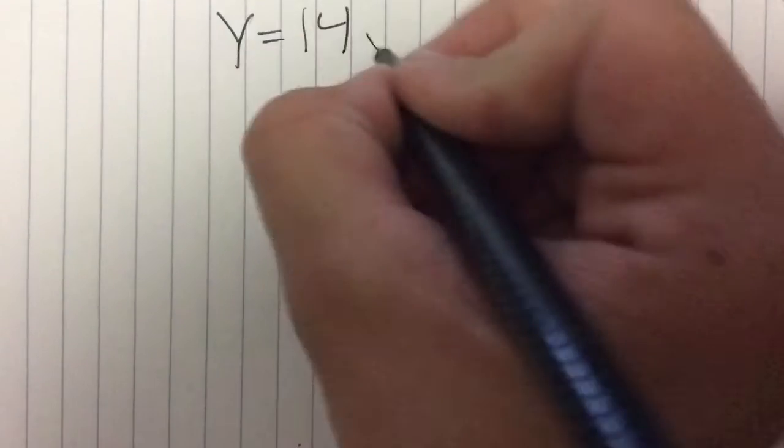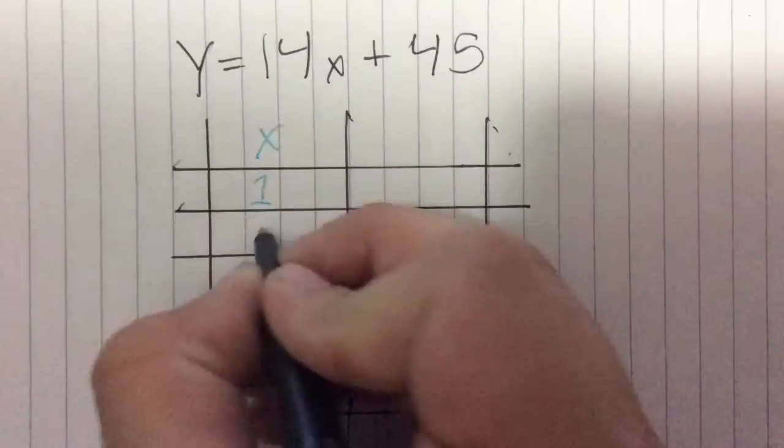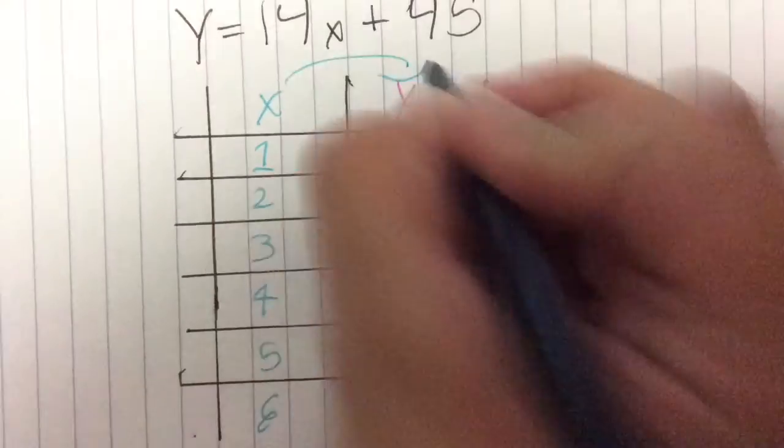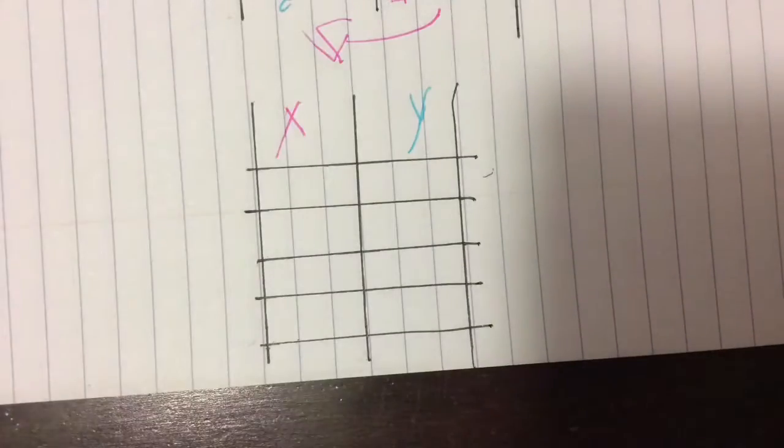Let's take another look back at this function, y equals 14x plus 45. As we see in the x values, we have 1, 2, 3, 4, 5, 6, etc. And the y values are 59, 73, 87, 101, etc. So how do we inverse it? We switch those values. Pretty easy.